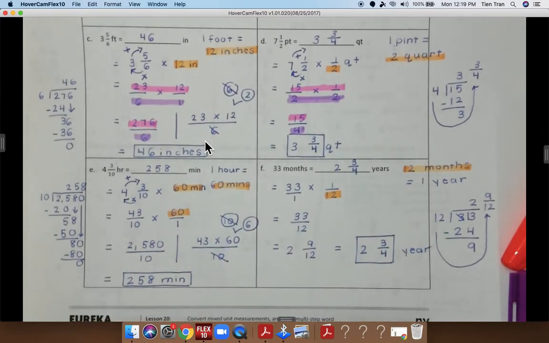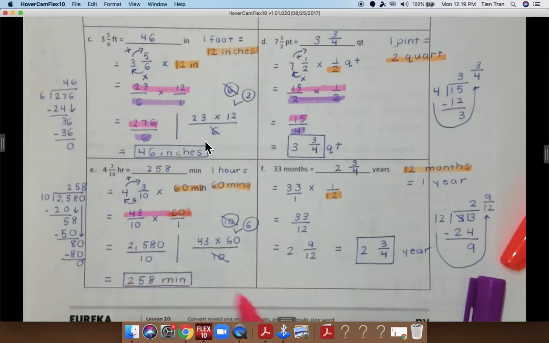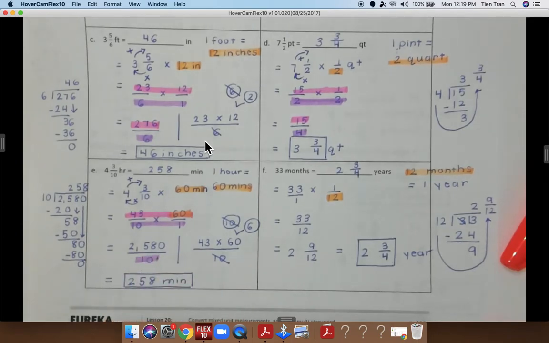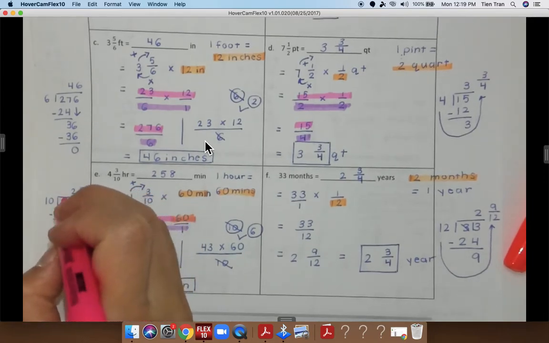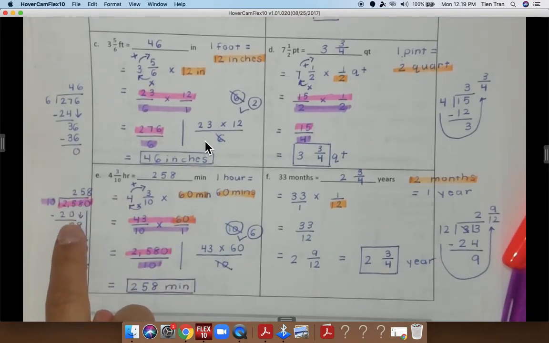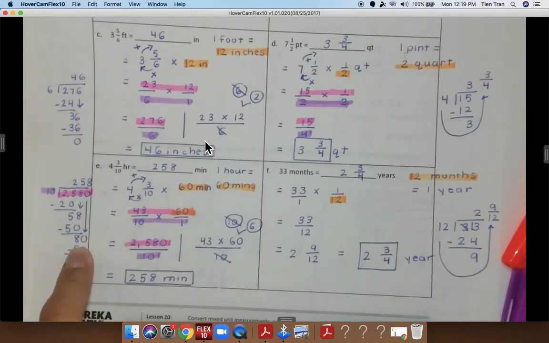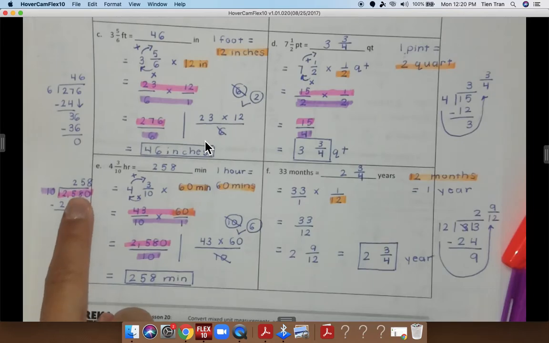Now I am going to multiply. So what I'm doing is I'm multiplying my top number and then my top number, and then I'm multiplying my denominator, numerator and denominator. So if you were to multiply 43 times 60, you would get 2,580. So I took that number over here and I divided it. 10 can go into 25 2 times. 25 minus 20 is equal to 5. Bring down your 8. 10 can go into 58 5 times. 58 minus 50 is equal to 8. Bring down your 0. 10 can go into 80 8 times. 80 minus 80 is 0, so you get your answer of 258.